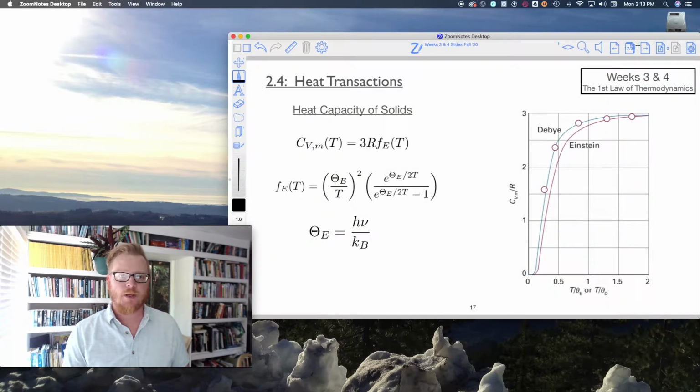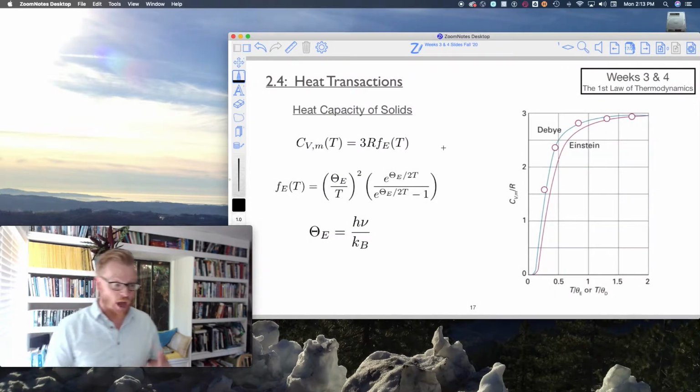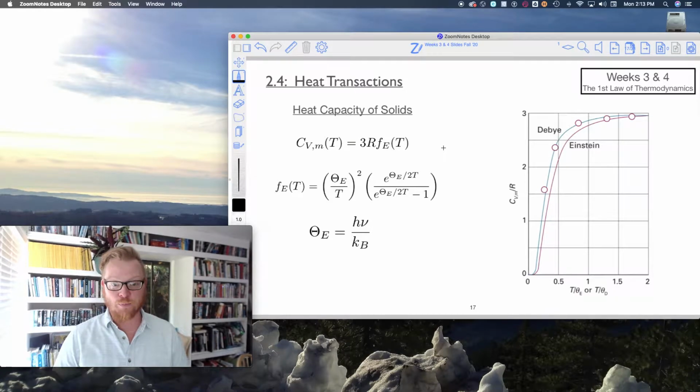Okay, so heat capacity of solids. There are some gross-looking equations on here, but hopefully you all might recognize some of this. Let's digest this. The heat capacity of all solids is given by the Einstein equation.